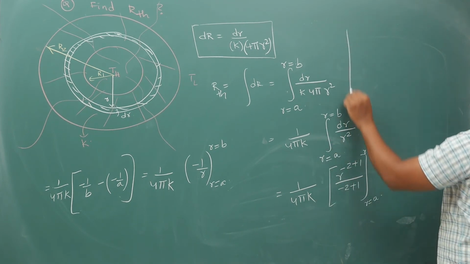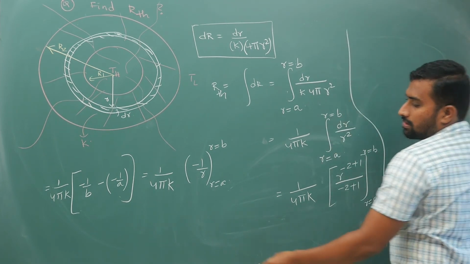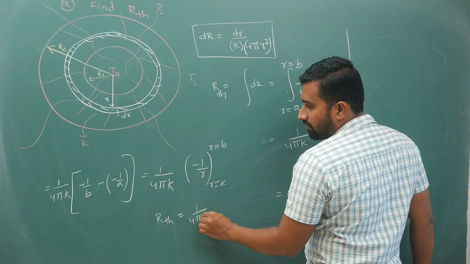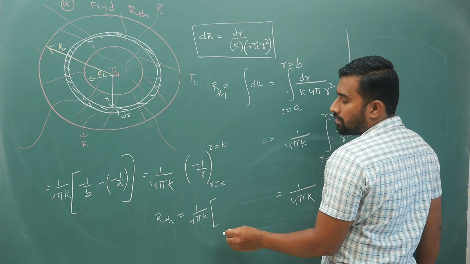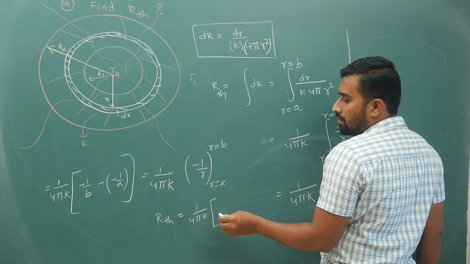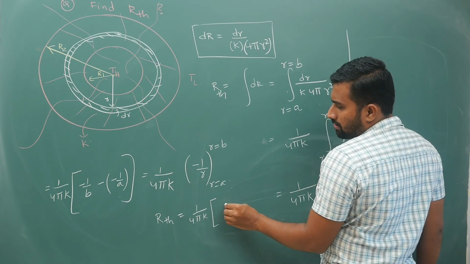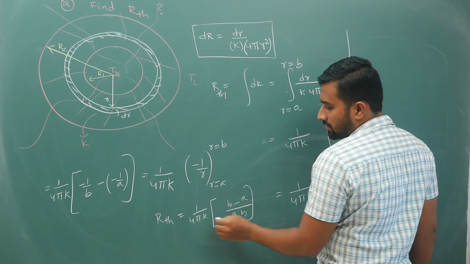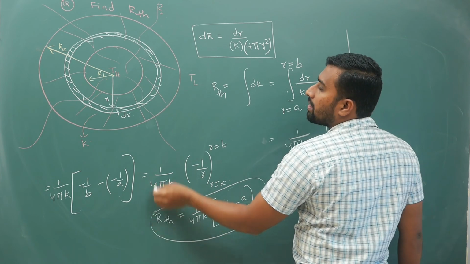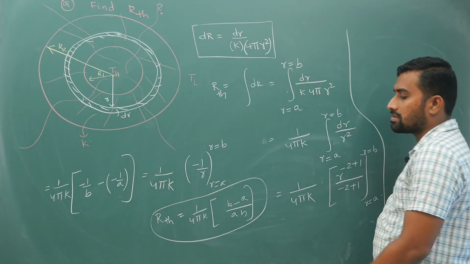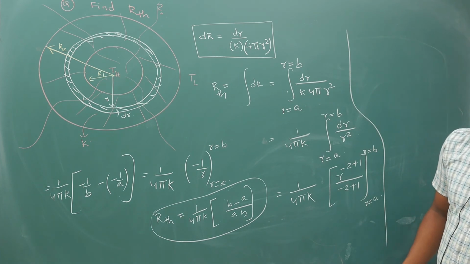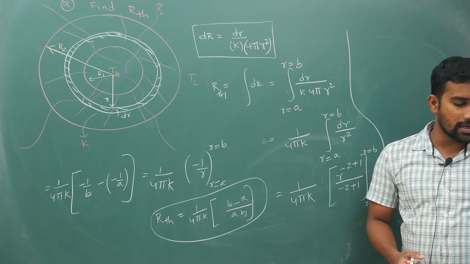So if you are doing everything properly, your thermal resistance final simplified value is 1 by 4 pi K times 1 by A minus 1 by B. So you are going to get B minus A by A into B like this. In the books you could have given R1 and R2 as the radius. You substitute those values accordingly. Right. So that is how you are supposed to do the calculation.